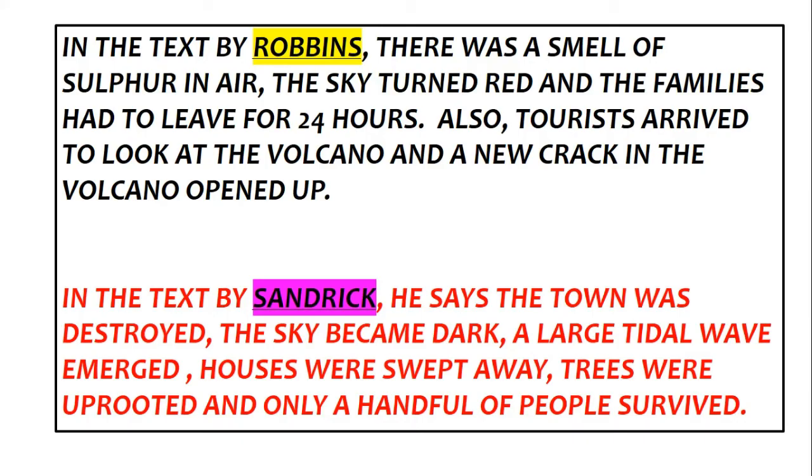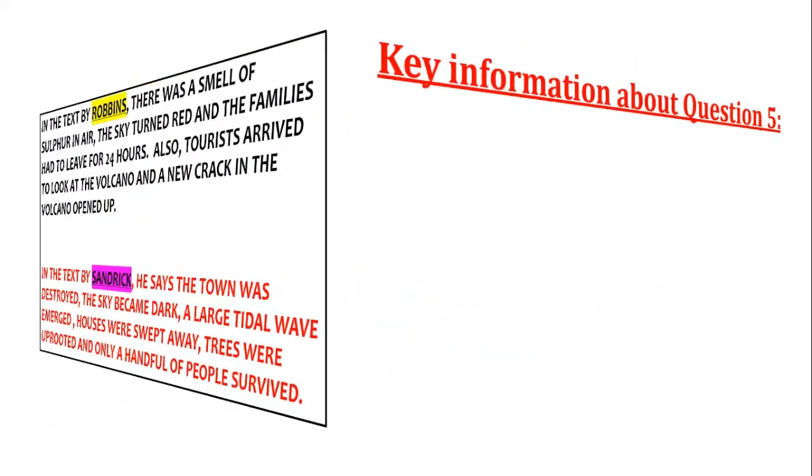In the text by Sandrick, he says the town was destroyed, the sky became dark, a large tidal wave emerged, houses were swept away, trees were uprooted, and only a handful of people saw. Again, I'm only gathering information from the text. I'm not writing a PE, so I'm not explaining why the writer has used these words. I'm just gathering information, which is what the question is asking me to do.